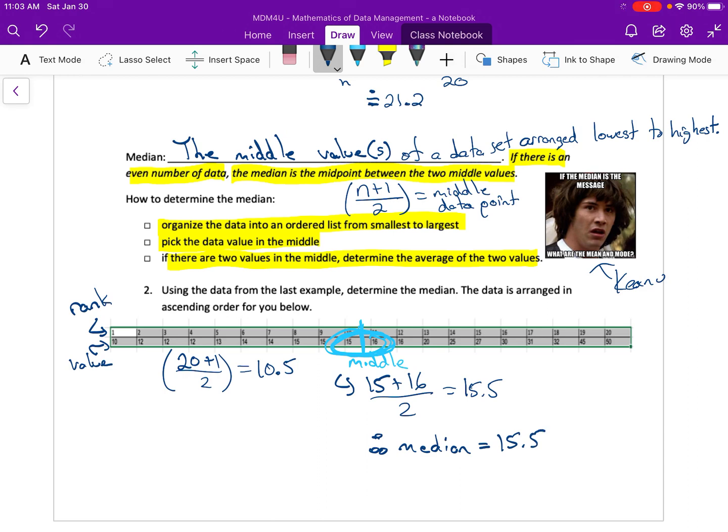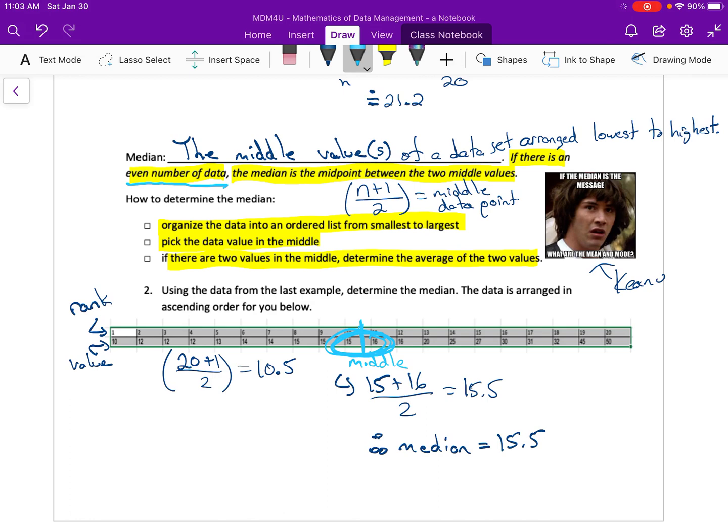So in this case, we didn't even have a value in our data set of 15.5, but that's our median because it's the average of the two. So again, if there's an even number of data, as we wrote up here, the median is the midpoint between the two middle points, and just like that.